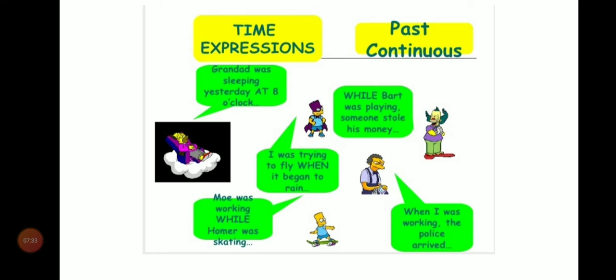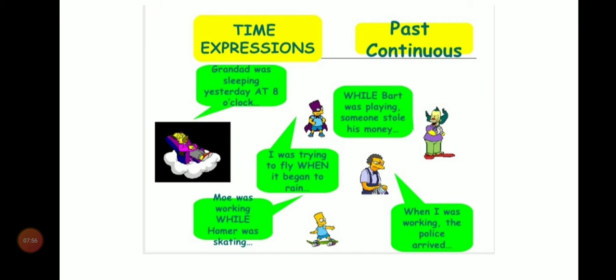Or, we have another example. While Part was playing, someone stole his money. Where's the key word for this tense? Excellent. This is while. While Part was playing, he was doing a long action, playing. Someone stole his money. This is the other action that interrupted his action.